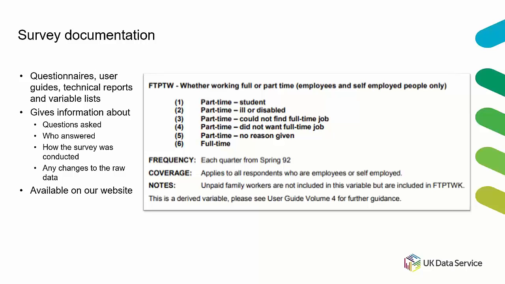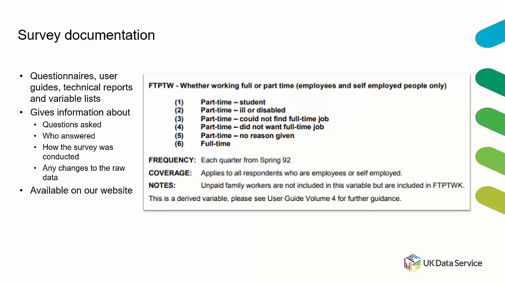I'm going to show you some of the documentation as part of the demonstration in a moment, but before then, here's one example. On the screen, there is a box with information about a variable in a dataset. In this case, it comes from the Labour Force Survey. It tells us that the variable relates to whether someone is working full or part-time. And you can see the labels for each value of this variable. So in this case, we can see that individuals with a 3 are classed as working part-time, but because they couldn't find a full-time job.